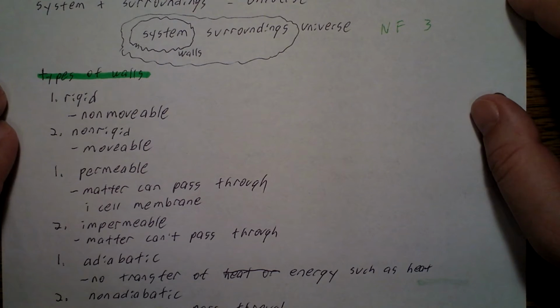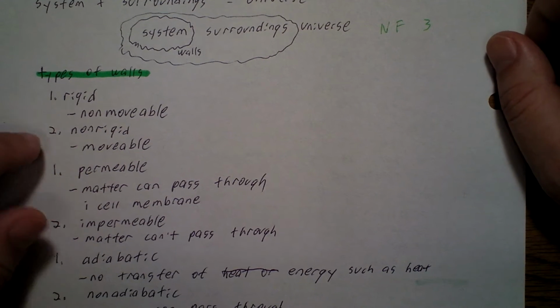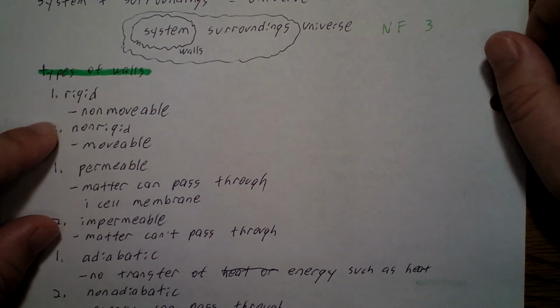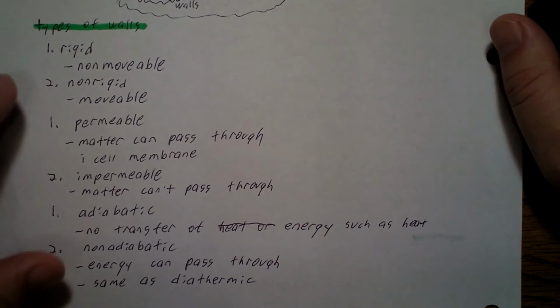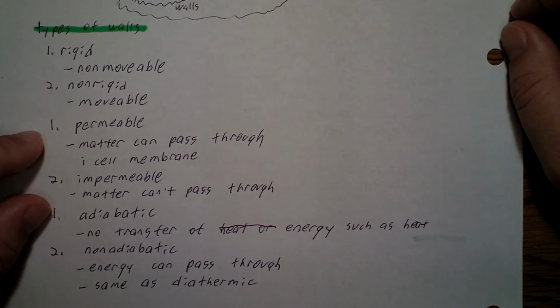Now there are several types of walls. Now one, they could be rigid versus non-rigid. A rigid wall means it can't move. A non-rigid wall means that it can move. Also, it can be permeable or impermeable.